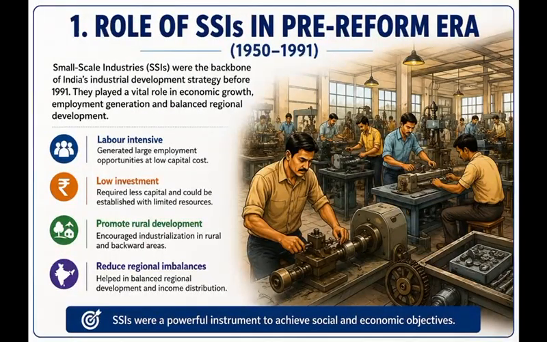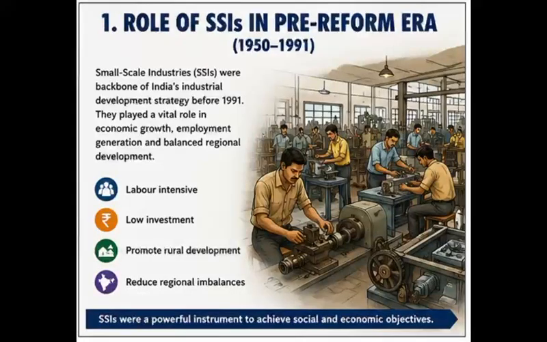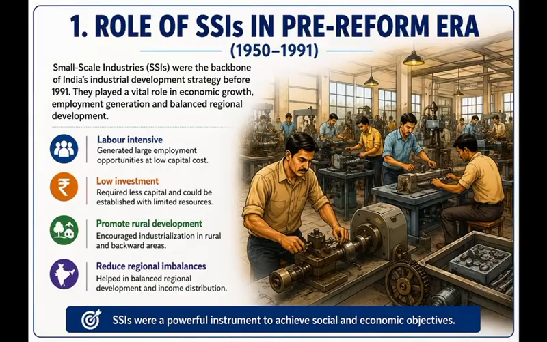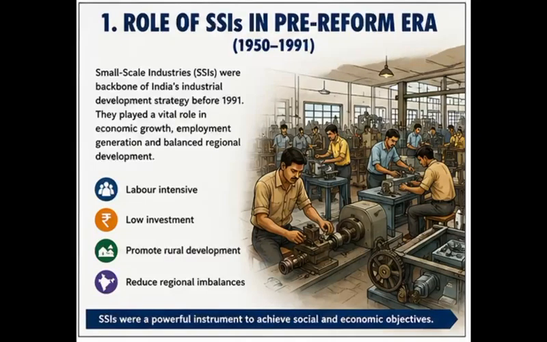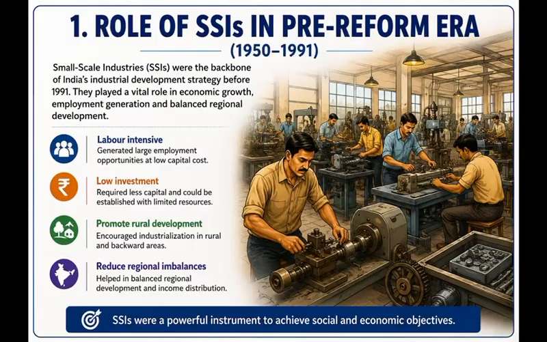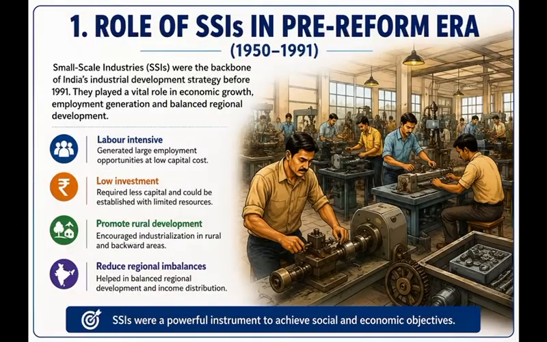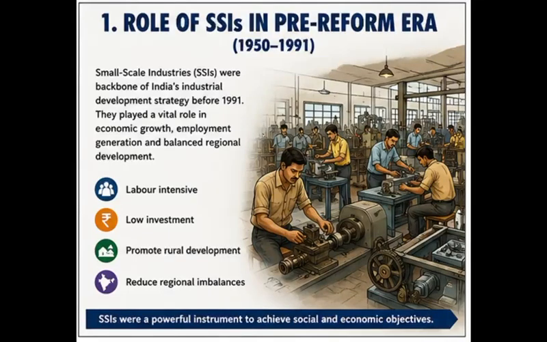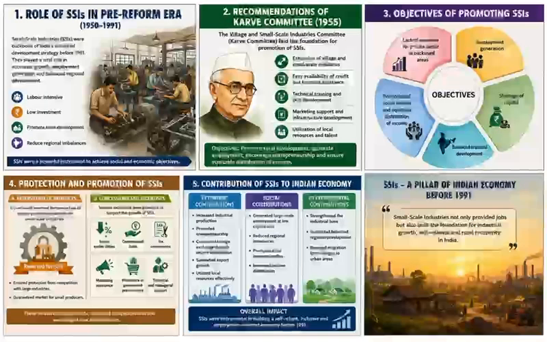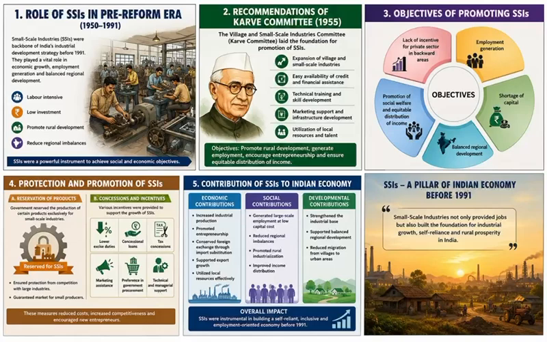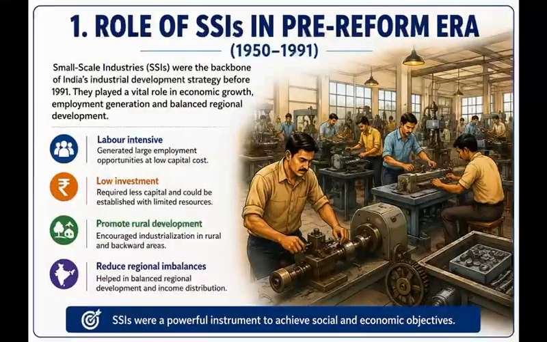The Industrial Policy Resolution, IPR 1956, recognized small scale industries as an important instrument for achieving industrial growth, employment generation, rural development, and equitable distribution of income. Since large industries required huge capital investment and advanced technologies, the government promoted small scale industries as a practical solution for a labor-abundant economy like India.